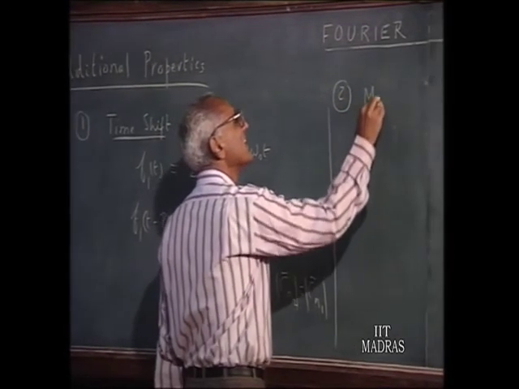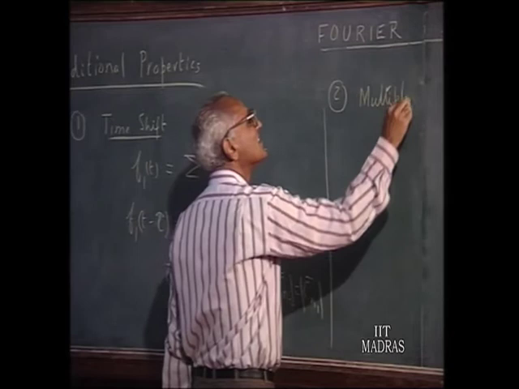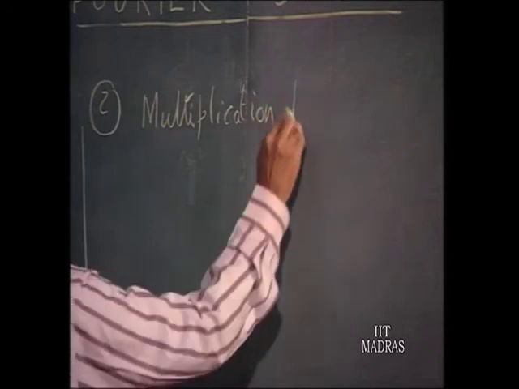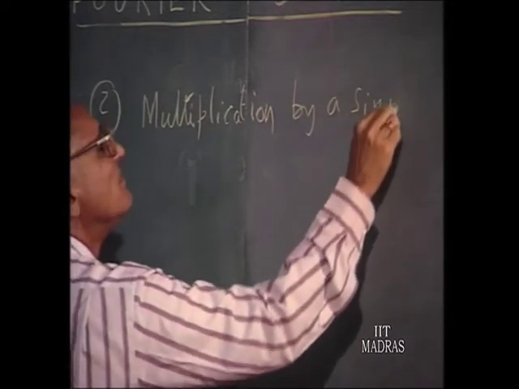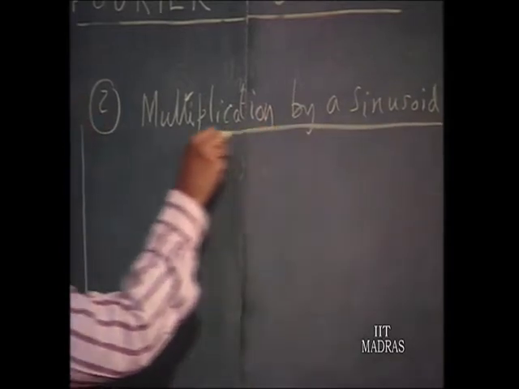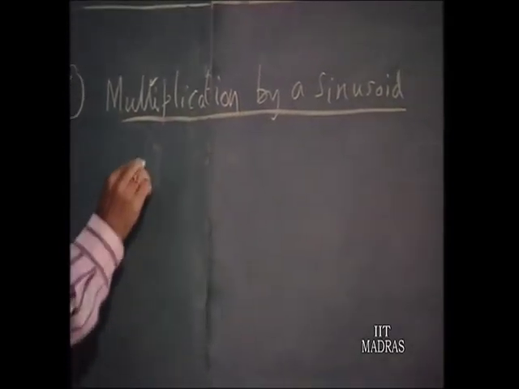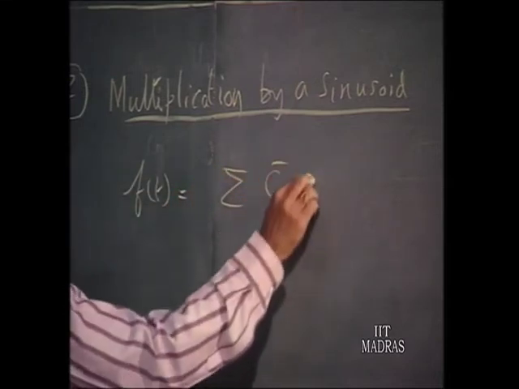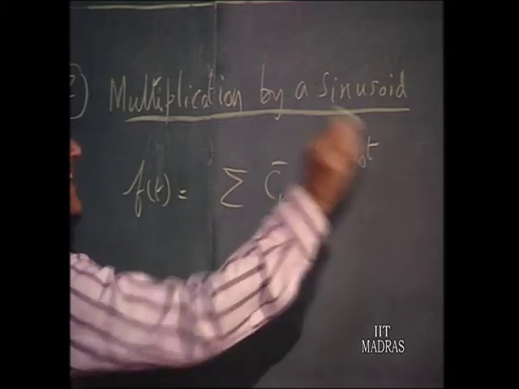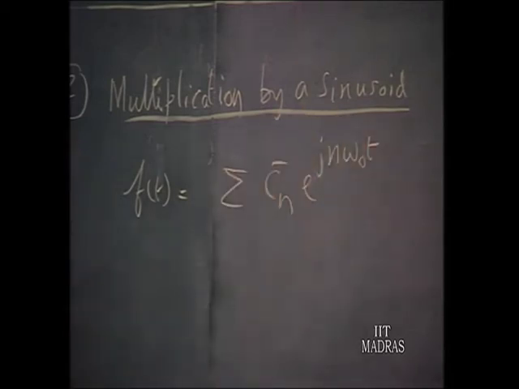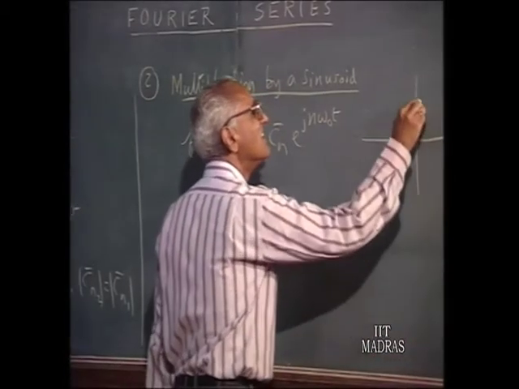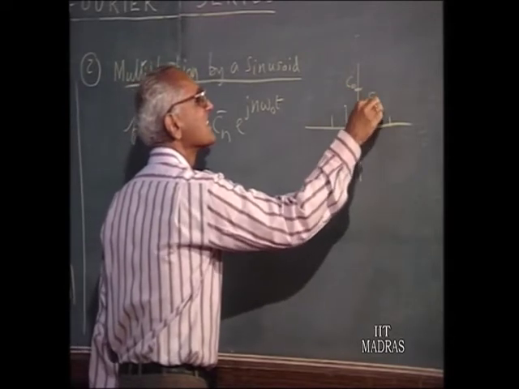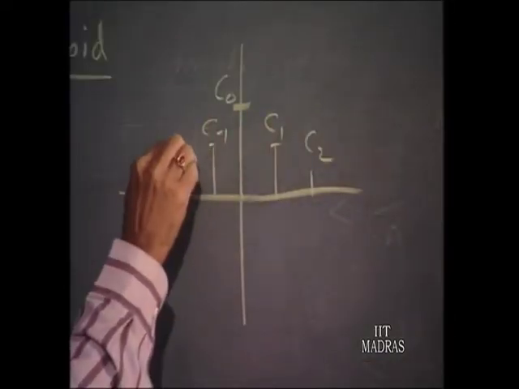A second property relates to this: suppose you have a periodic function and you multiply it by a sinusoid. Again, let f of t be the periodic function, and let this be the Fourier series for that. The spectrum for this is C naught, C1, C2, C minus 1, C minus 2, etc.